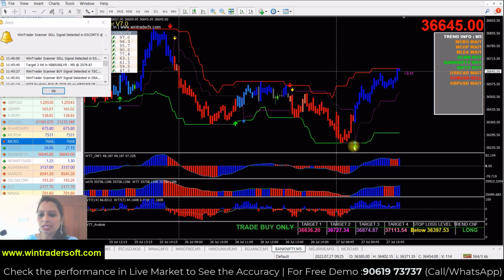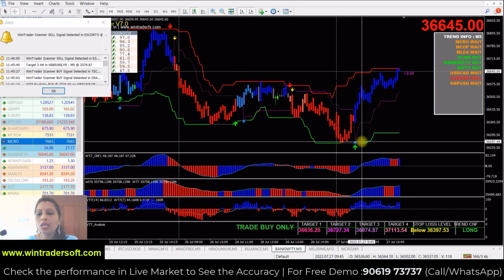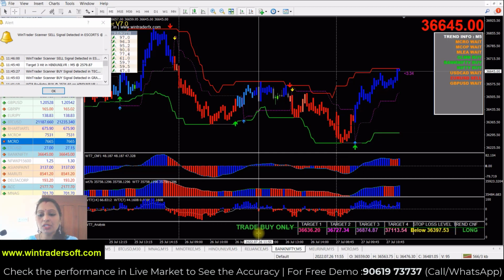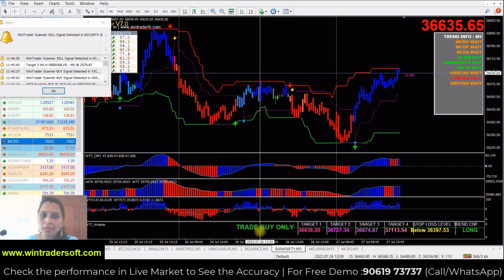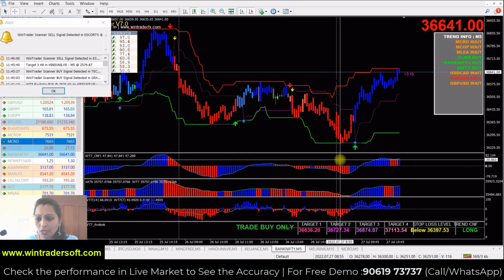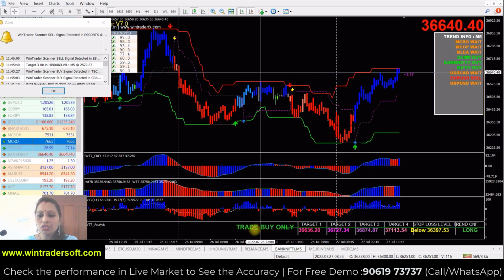Whenever the software generates a signal, first you have to check the first confirmation. It will show here like "trade buy only." After the arrow, you have to check trade. That is the first and main confirmation. If it is not showing trade buy only, then that is a fake signal. Just avoid the signal. After the arrow, you have to check trade buy only. That is the first confirmation.